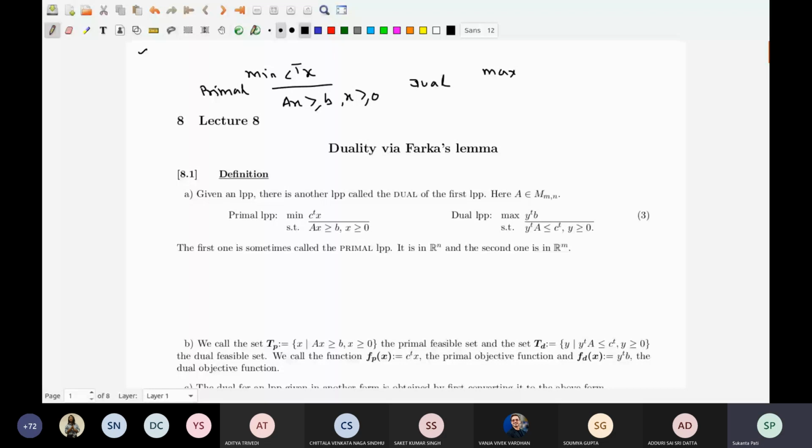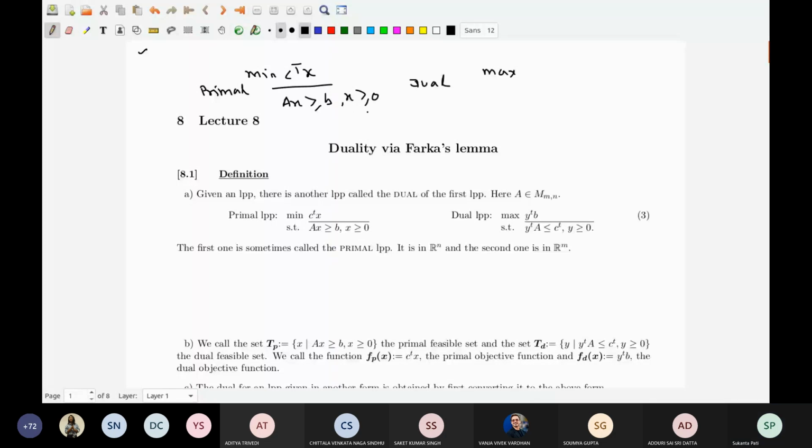Okay, so we'll talk about duality. Suppose that we are given one problem, that is minimize c transpose x subject to Ax greater than equal to b, x greater than equal to 0. That is called the primal problem.